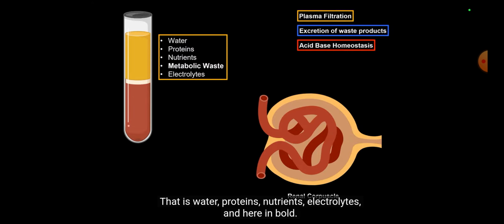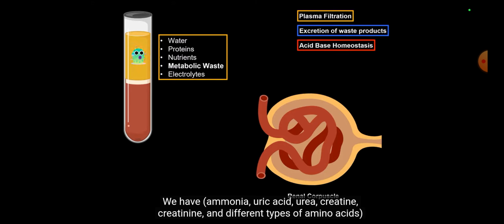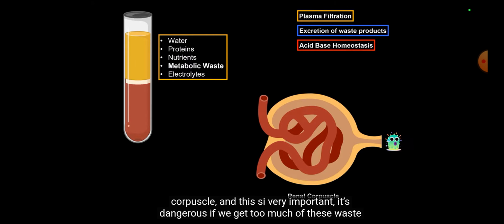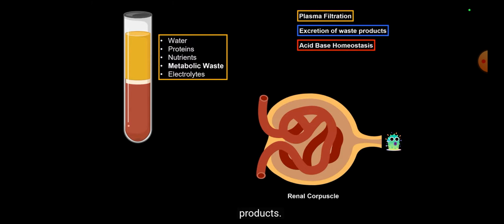So water, proteins, nutrients, electrolytes, and here in bold, metabolic waste products, as you see here. And examples of metabolic waste products we have within us are ammonia, uric acid, urea, and creatinine, and different types of amino acids as well. Those are all considered metabolic waste products, and they get excreted out through the renal corpuscle. And this is very important. It's dangerous if we get too much of these waste products.